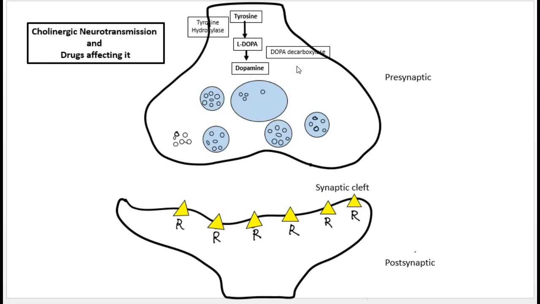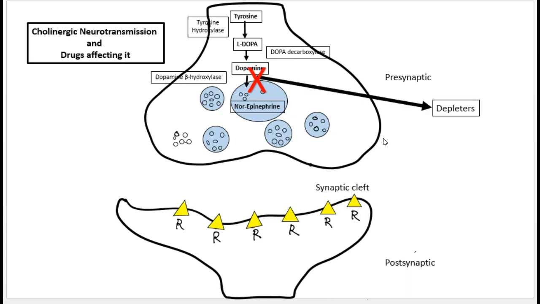Then this dopamine enters the vesicles, and that's where it can be further acted upon by dopamine beta hydroxylase, which converts it into norepinephrine. Once this norepinephrine is formed, it is stored in these vesicles. Vesicles are balloon-shaped structures which store these neurotransmitters. And when the nerve impulse takes place, these vesicles release their contents into the synaptic cleft.